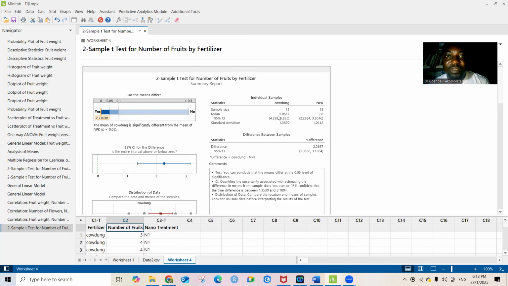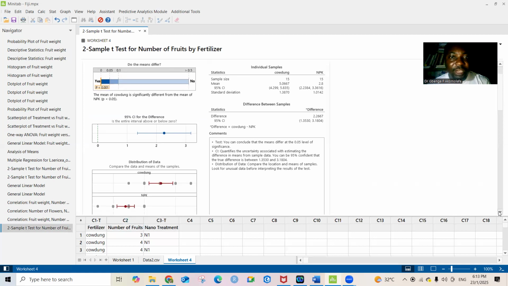Sample size of NPK is 15. The mean value is this. The 95% confidence interval is this. Standard deviation is this. And then the difference between the two is this. And then Minitab is telling us that the difference is significant.